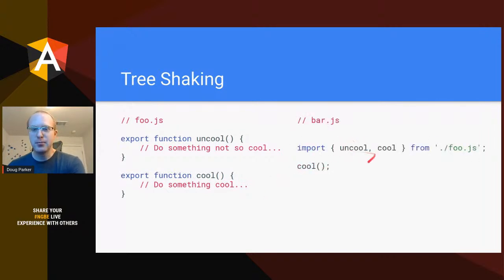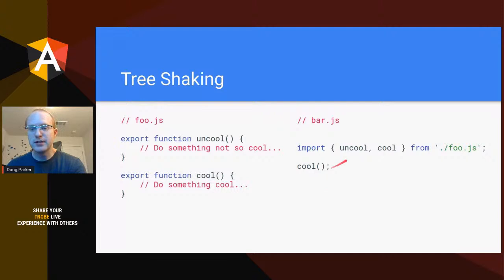I have a separate file where I import both of these, but I only ever call cool. Okay, cool is the one that I really care about. That's the one our users like. Uncool, I don't need that one. And as humans, we can look at this and say, well, uncool is never actually used anywhere. So really this should be stripped out, right? We shouldn't be shipping uncool to users who are never going to call it.